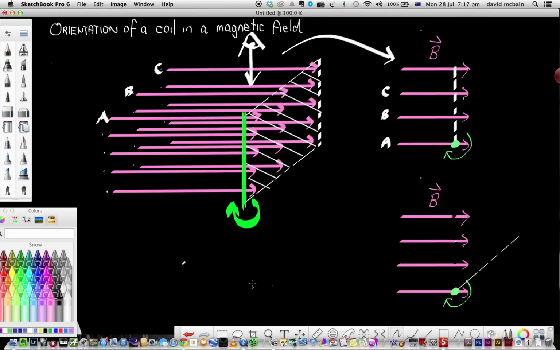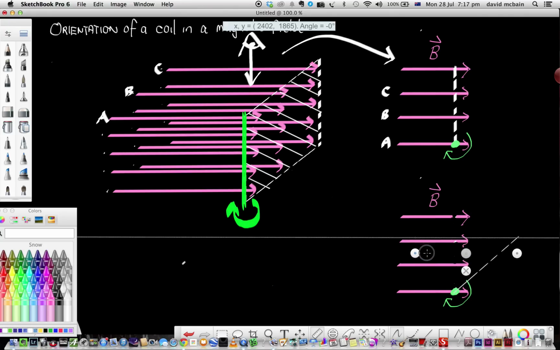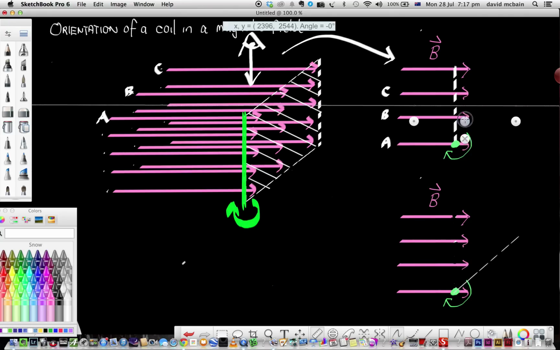Now we need to define a vector that describes the orientation of the area of a coil. In other words, we need to be able to draw in an arrow that tells us which way this coil or this loop is facing. And the way we define that vector is that it's simply at right angles to the face of the coil.